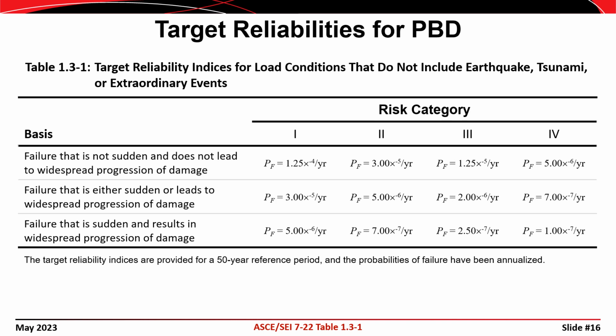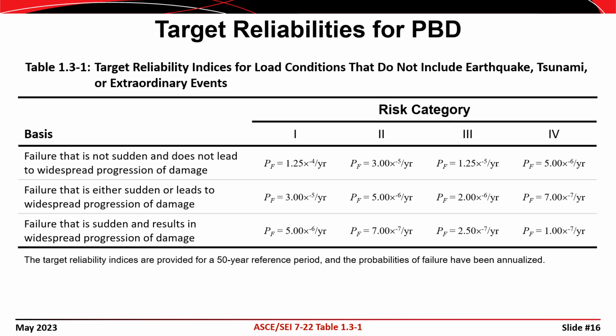So this slide shows the probabilities of failure associated with each of the reliability indices that were on the previous slide. Now, these probabilities of failure have been annualized, meaning that they are the probability of failure for each year. Now, look at how small some of these values are. For example, if we look at a category 2 building and look at a localized failure, then we end up with a 0.003% chance of failure in any given year.